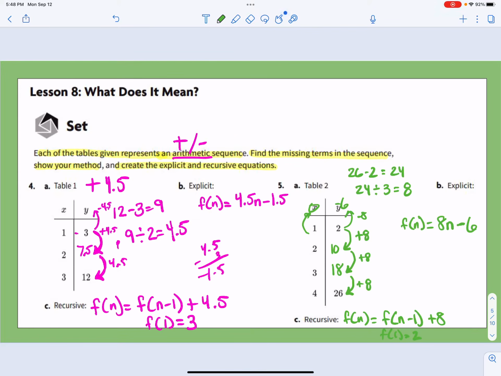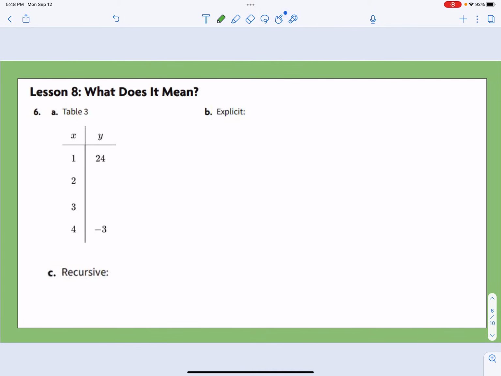All righty. Okay, let's take a look at the next one. We're still adding or subtracting, so we know we're going to go there, and there, and there. All right, so let's find our difference. 24 minus a negative 3. When I subtract a negative, it's like adding, so that becomes 27. I have 3 moves here, so 27 divided by 3 is equal to 9. Now I'm decreasing, so I'm going to subtract 9 each time. Subtract 9, subtract 9. So 24 minus 9 is 15. 15 minus 9 is 6, and 6 minus 9 is negative 3.